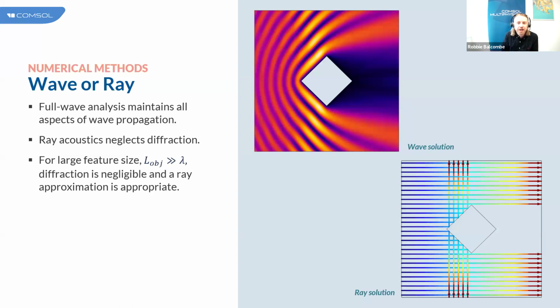Now, if we're modeling an acoustic problem where our geometric features are larger or much larger than our wavelength, then the effects of the diffraction should be negligible. So if our acoustic simulation is such that our geometric detail is larger than, or much larger than, our wavelength, then a ray approximation should be appropriate.